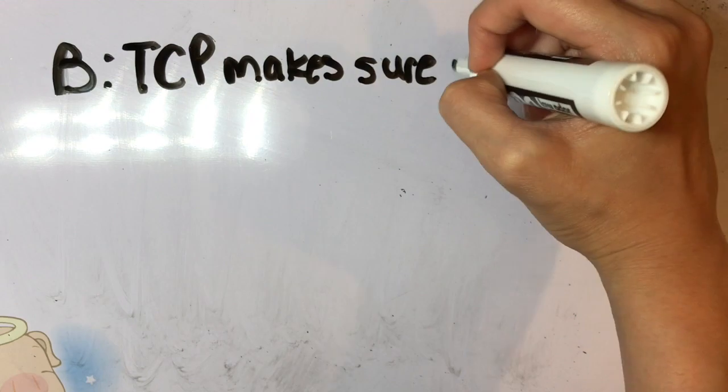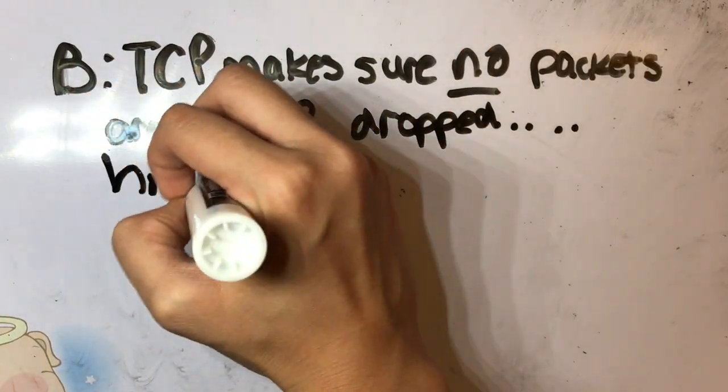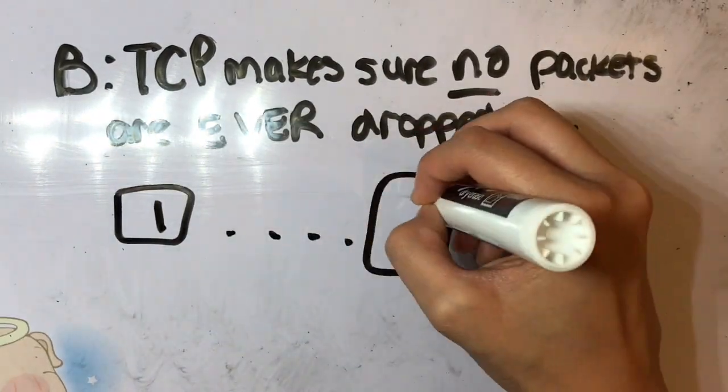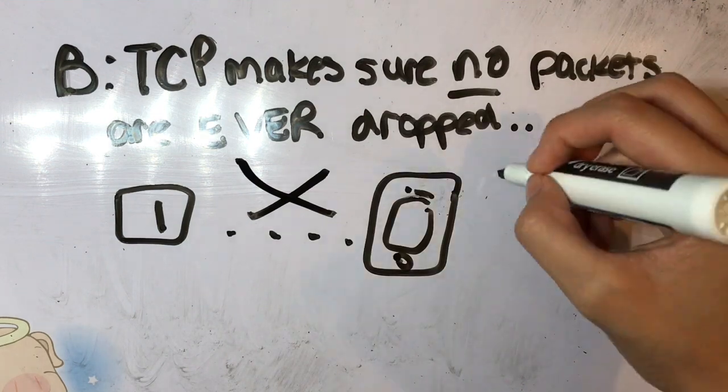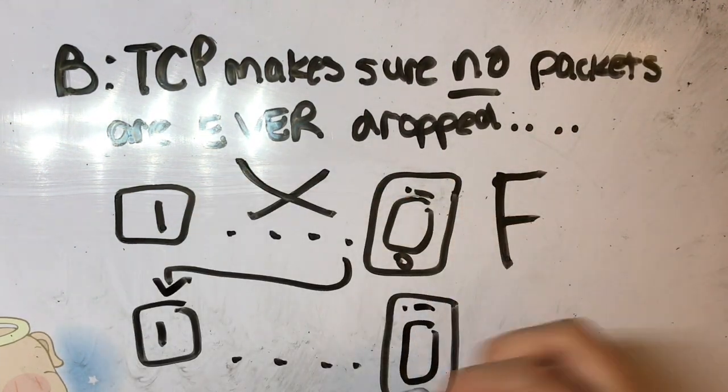Next, let's take a look at choice B, which says that TCP guarantees that no packets are ever dropped. Well, while it is true that it always makes sure that all packets are always sent, it is not impossible for a packet to be dropped, because if it is dropped, the packet will just be resent by the TCP, so therefore this is false.